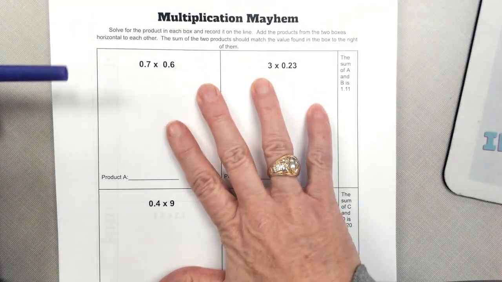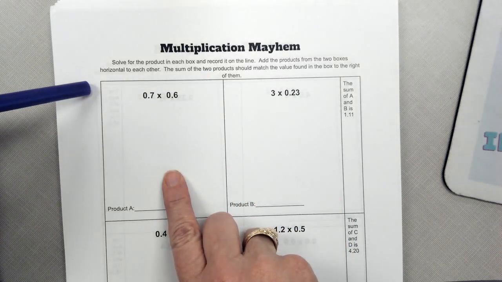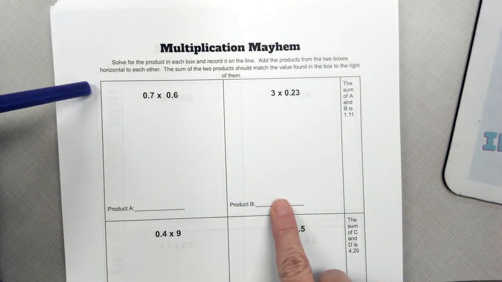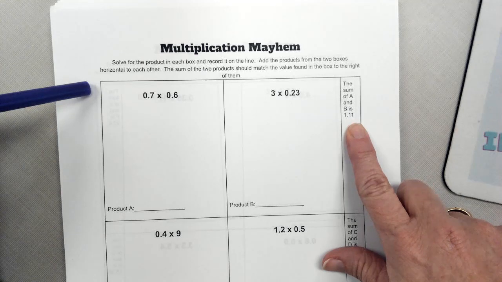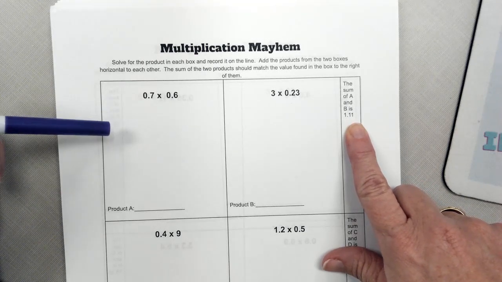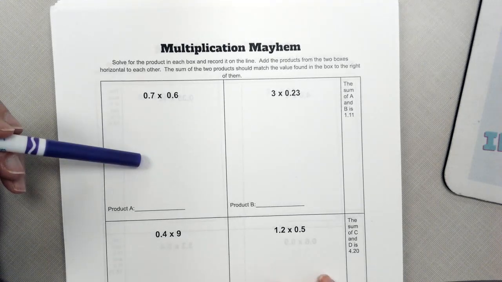So what we're going to do here is solve for the product in each box and record it on the line. Then we're going to add those two products together and we should get the sum over to the right. If we don't get the sum, then we know that we have something missing or something that's incorrect. So I'm going to go ahead and get started on this assignment with you. I'm going to get you started on this.